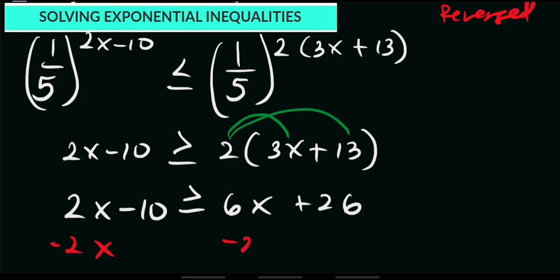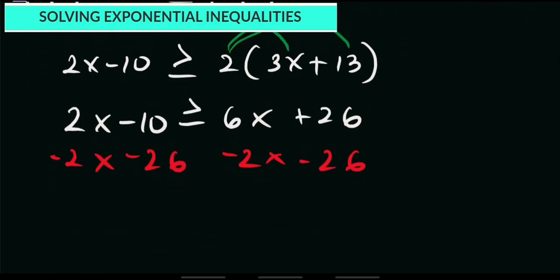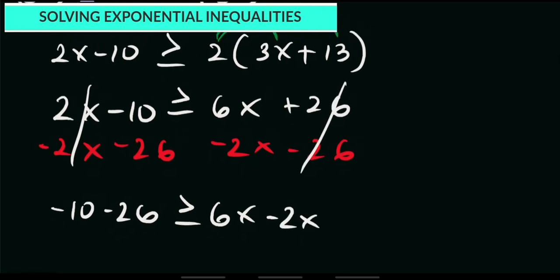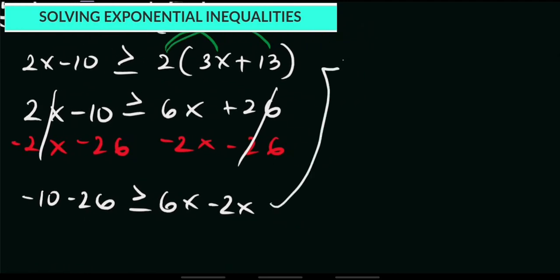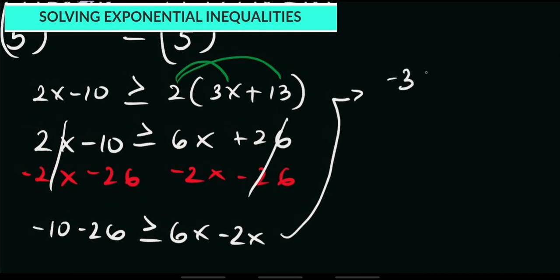Okay, subtract natin yung 2x both sides. And then, let's subtract 26 both sides. Okay? So, again, pag simplify natin to, magiging cancel out. We have negative 10 minus 26 is greater than or equal to 6x minus 2x. Then, cancel out this 26. Right? So, let's simplify this one lang and then makukuha natin yung value of x. Okay, to simplify this, we have negative 10 minus 26, that is negative 36. Okay, that is greater than or equal to 6x minus 2x, that is 4x.